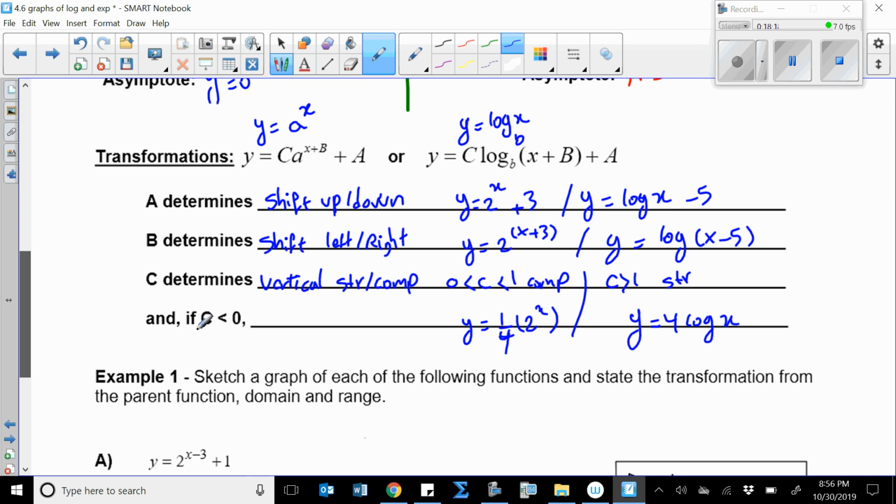What happens if the value of c is negative? If you have a negative number before your function, this is a reflection over the x-axis.